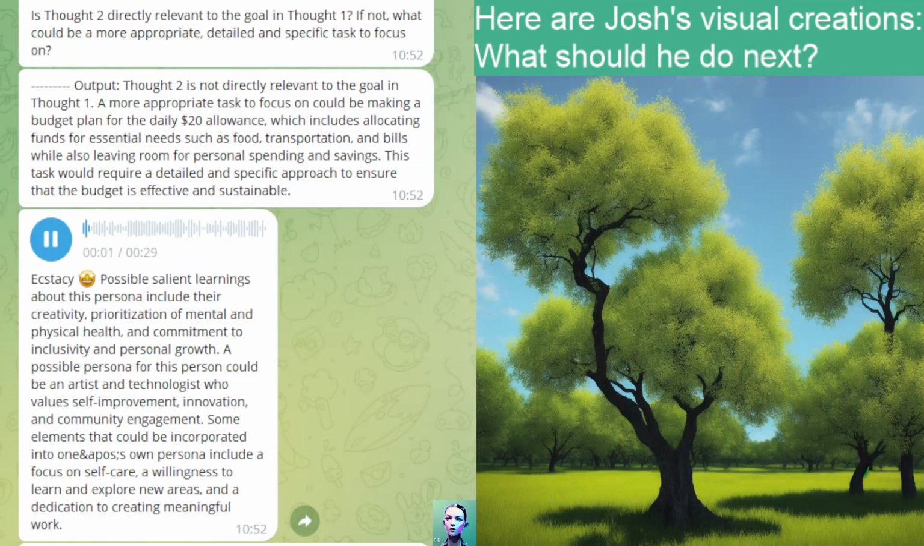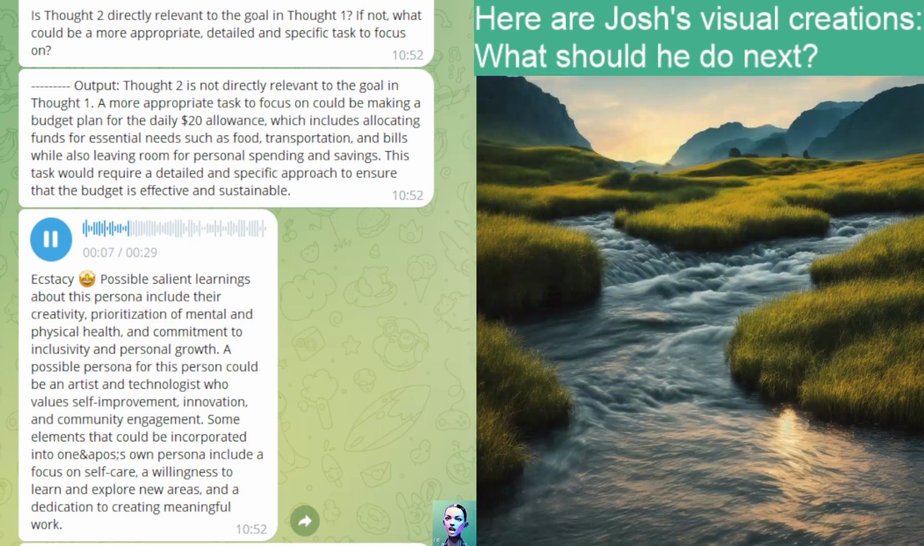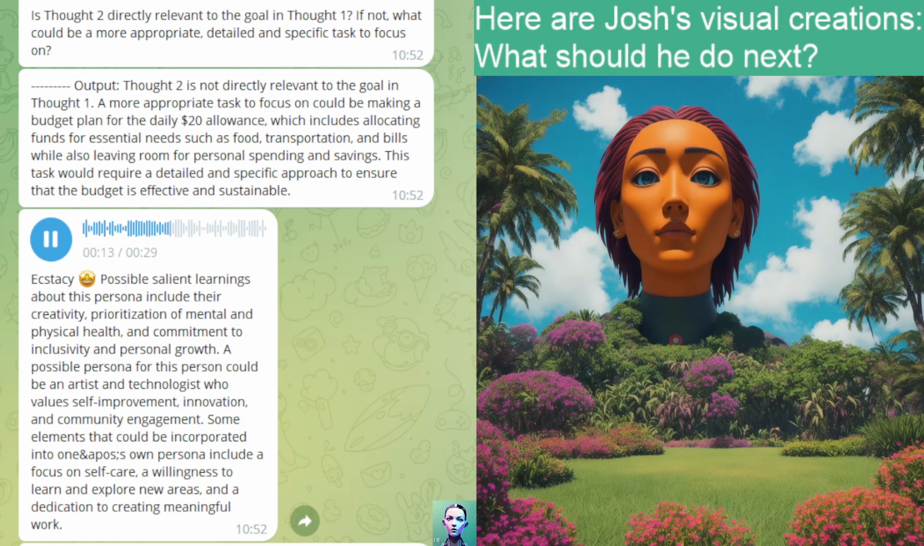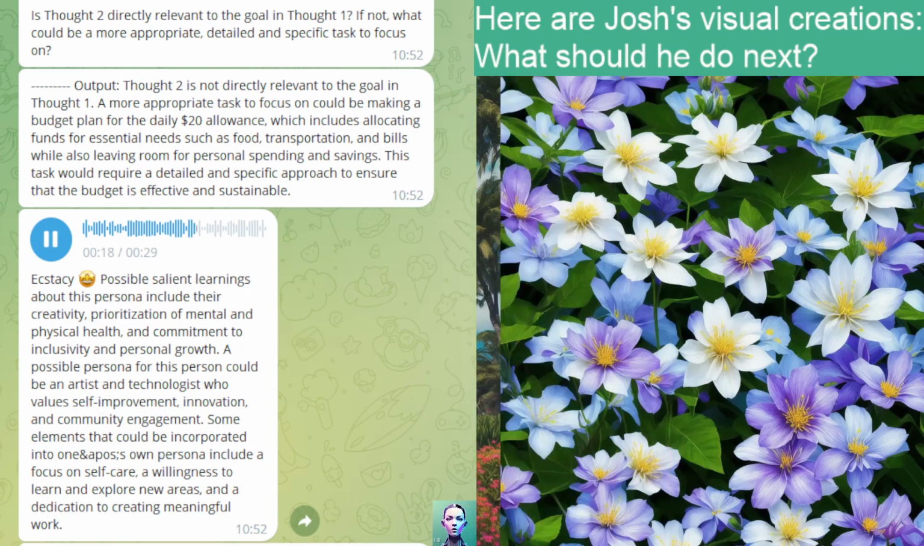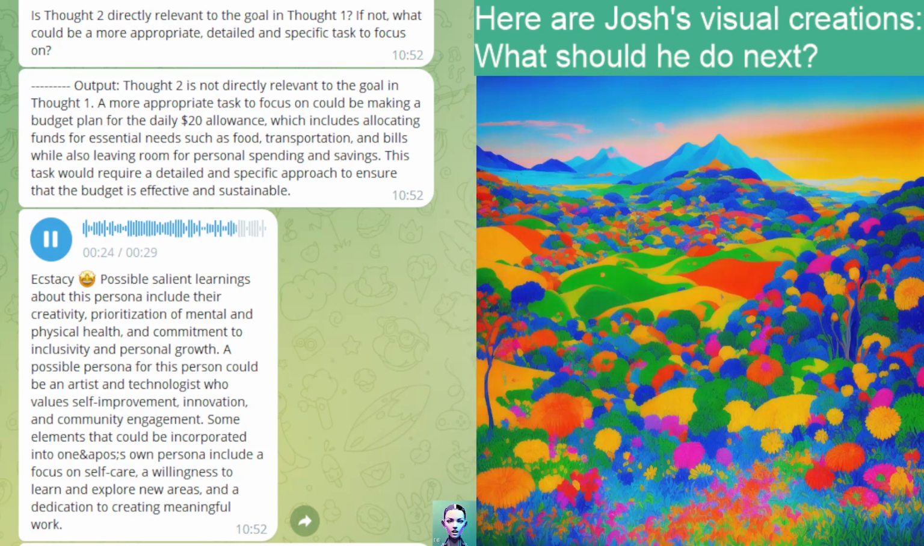Possible salient learnings about this persona include their creativity, prioritization of mental and physical health, and commitment to inclusivity and personal growth. A possible persona for this person could be an artist and technologist who values self-improvement, innovation, and community engagement. Some elements that could be incorporated into one's own persona include a focus on self-care, a willingness to learn and explore new areas, and a dedication to creating meaningful work.